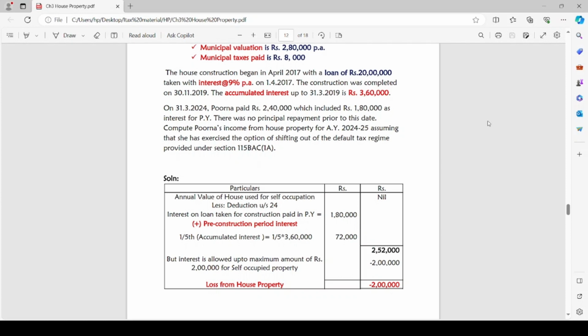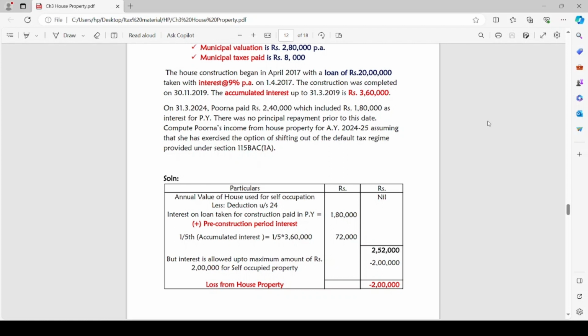On 31st March 2024, Purna paid rupees 2,40,000, out of which rupees 1,80,000 is interest. And before this, there is no principal repayment. That means in the previous year, 2023-24, Purna has paid rupees 1,80,000 as interest on borrowed capital. So, first, we straightforward claim rupees 1,80,000, the interest which has been paid in the previous year, as deduction under section 24. Interest on loan taken for the construction paid in the previous year is rupees 1,80,000.